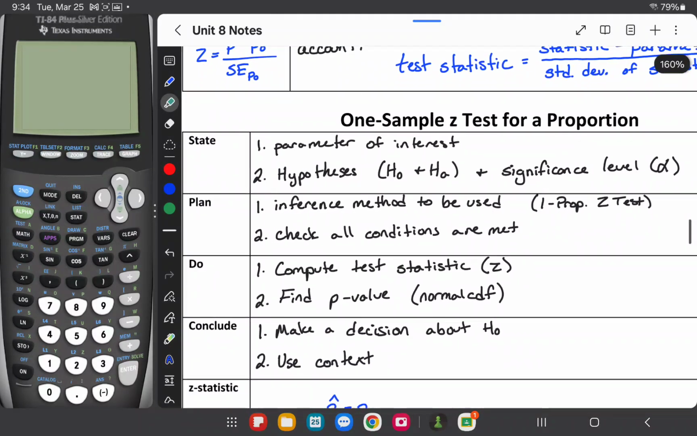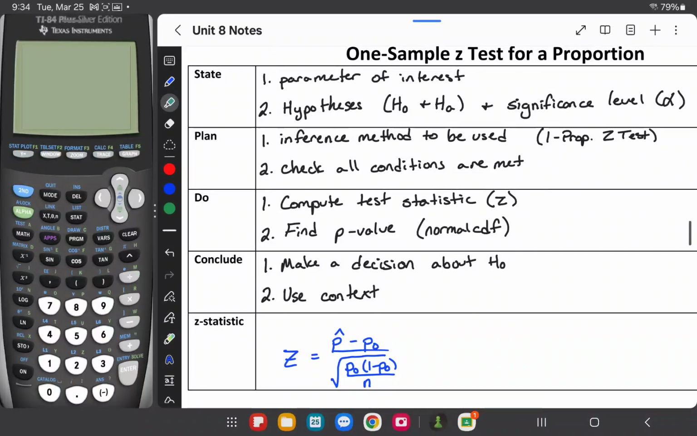Next thing we're going to do is in our plan, we're going to state what inference method is going to be used. In this case, that's a one proportion z-test. In the future, we'll have one sample z-tests and so on and so forth.